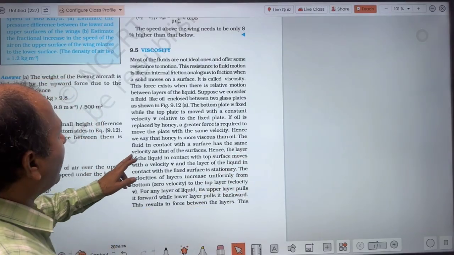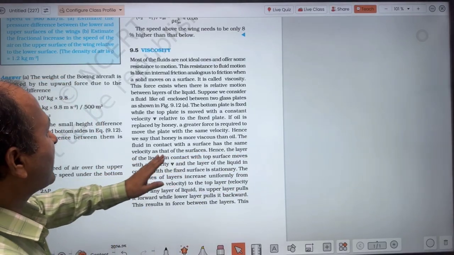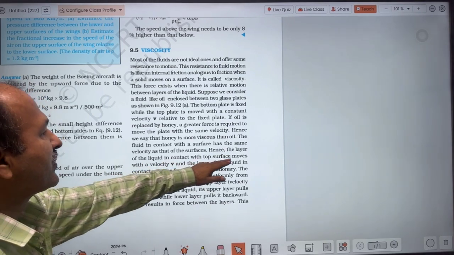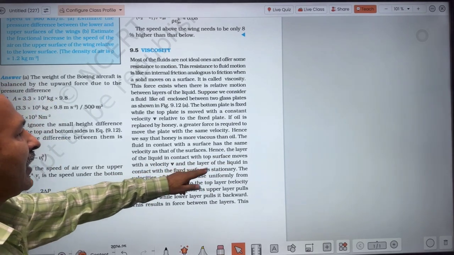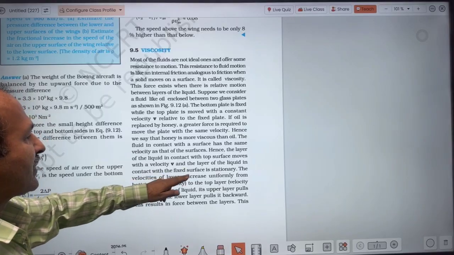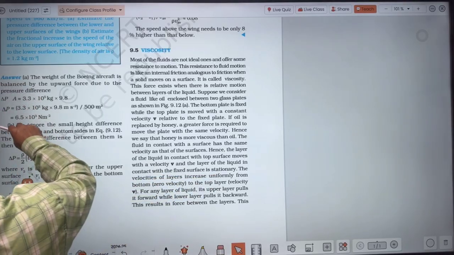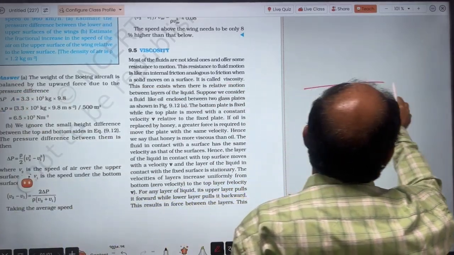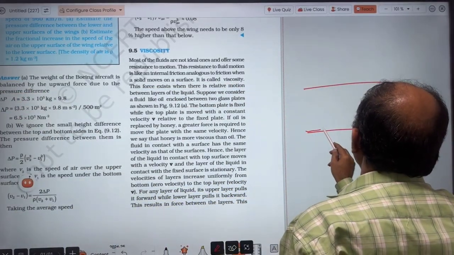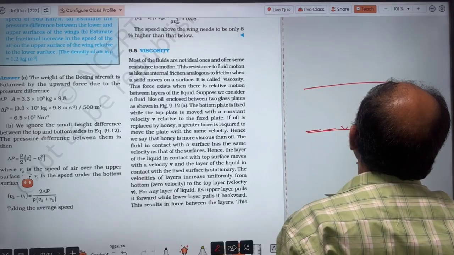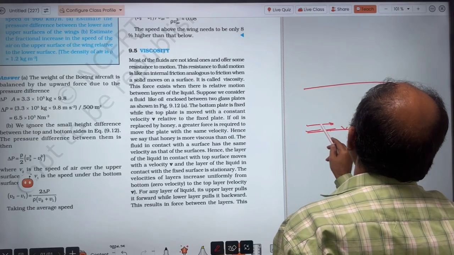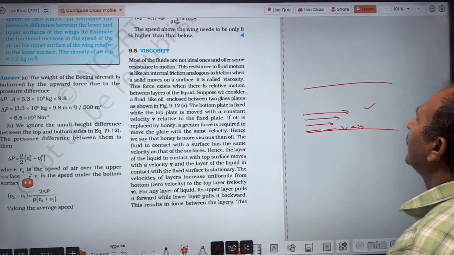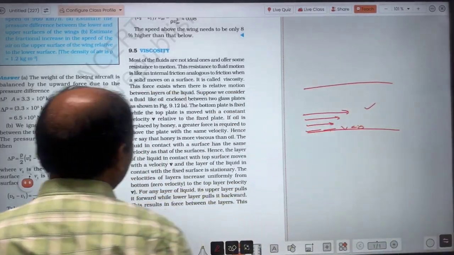So the fluid in contact with a surface has the same velocity as that of the surface. Hence, the layer of the liquid in contact with the top surface moves with the velocity v, and the layer of the liquid in contact with the fixed surface is stationary. So generally what happens? The layer that is in contact with, suppose, this shore will have zero velocity, right? But velocity will go on increasing, and in the middle it will be highest. So the same thing they are saying here.